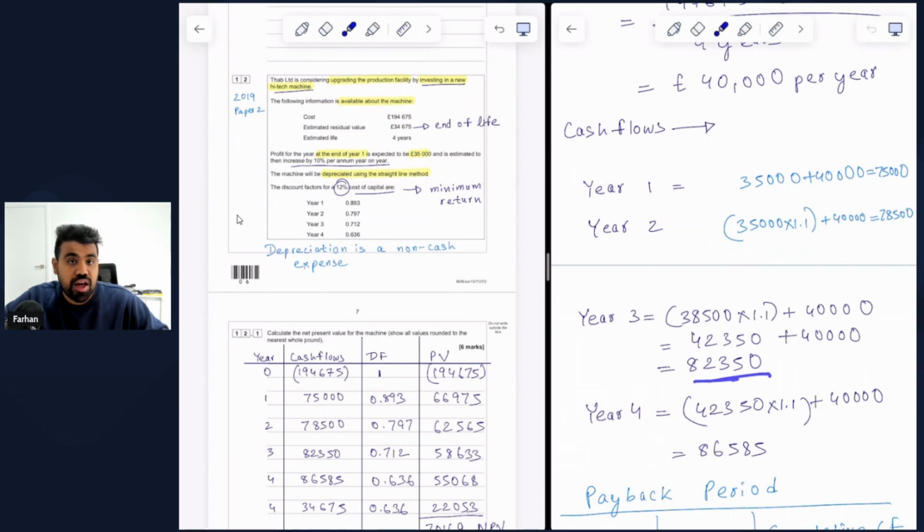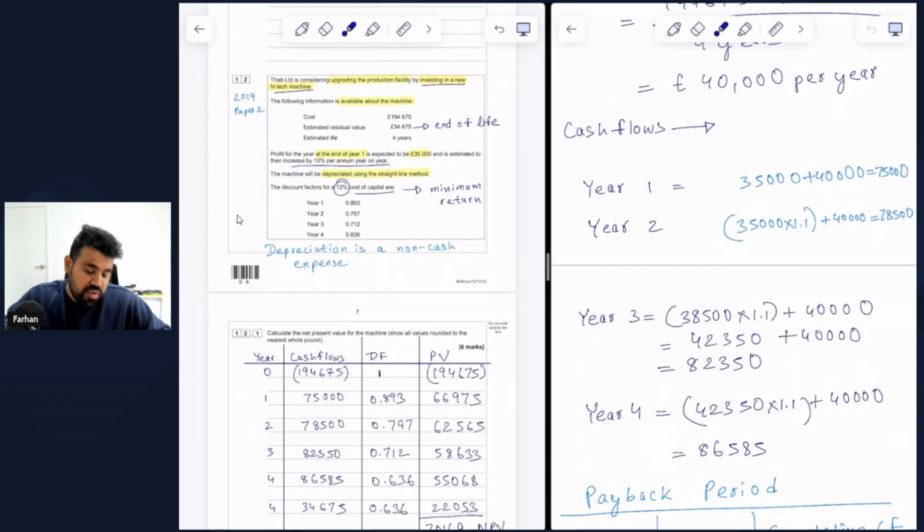Now that we're moving to year four, in year three we knew the profit was 42,350, which has now been increased by multiplying with 1.1 to reflect the 10% increase from the previous year, and adding the 40,000 for depreciation expense separately to get 86,585. However, you should not forget one more thing. In year four, we also have another cash flow, which is the salvage value or the residual value.